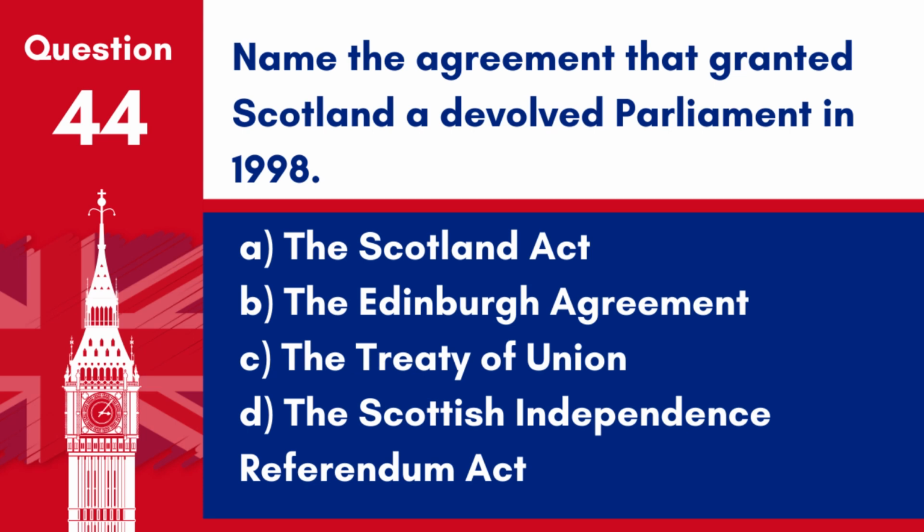Question 44. Name the agreement that granted Scotland a devolved parliament in 1998. A. The Scotland Act. B. The Edinburgh Agreement. C. The Treaty of Union. D. The Scottish Independence Referendum Act. Answer A. The Scotland Act. The Scotland Act of 1998 established the Scottish Parliament, granting Scotland devolved powers in certain areas of governance.